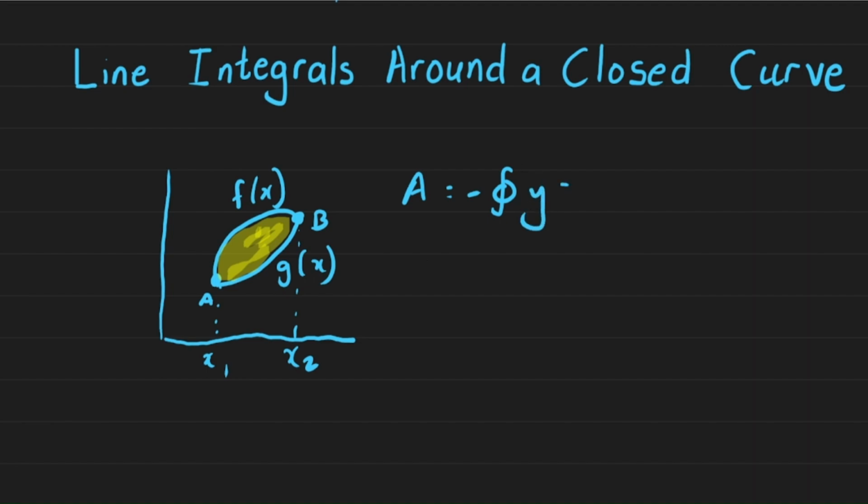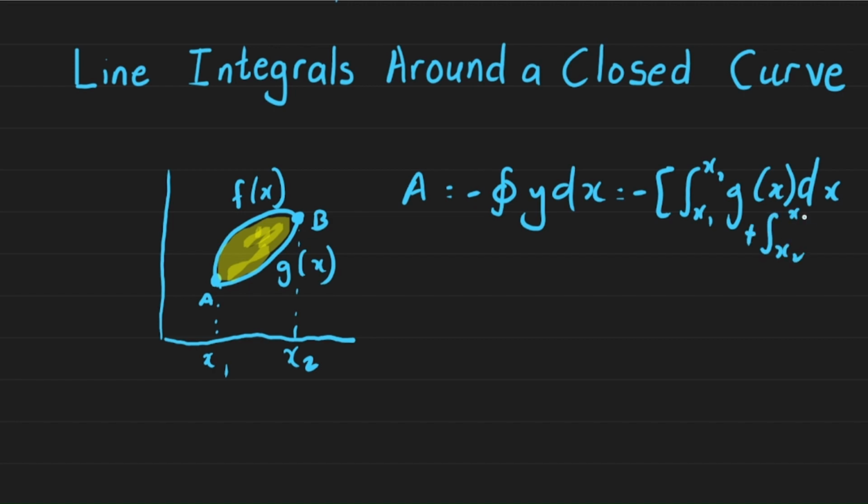And the area in question is given by y dx, and we saw that this is actually minus, firstly along the bottom curve, the integral from x1 to x2 of g(x) dx, then the integral from x2 back to x1 of f(x) dx.